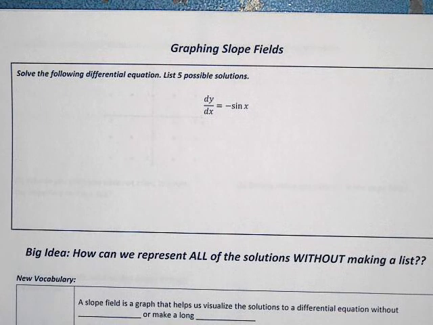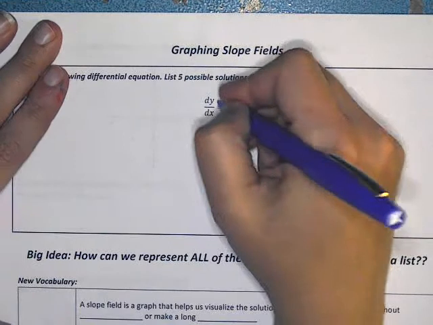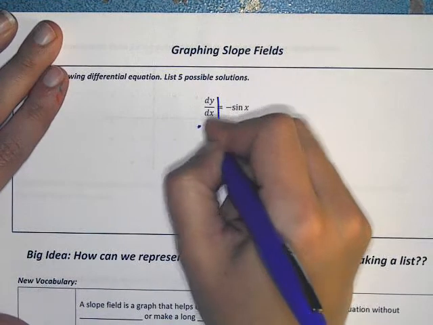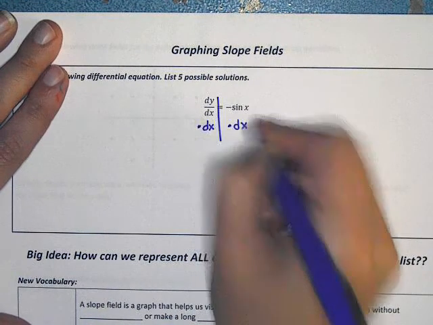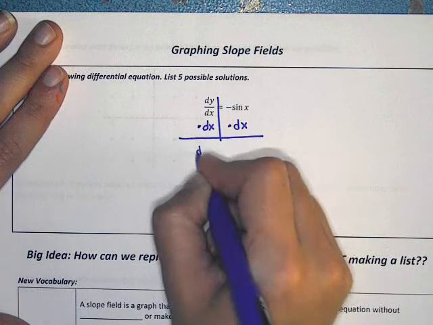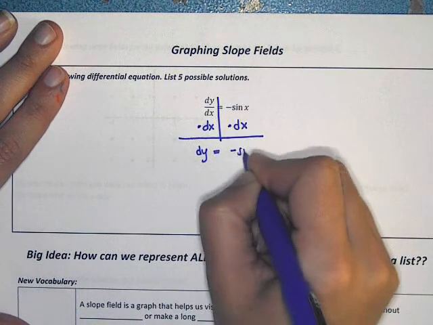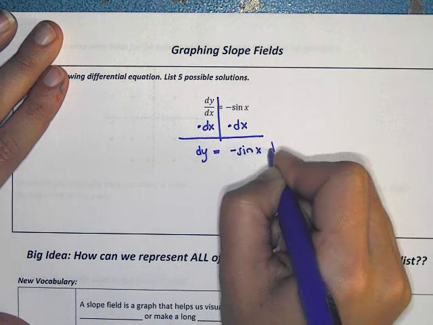So let's start with this. If I ask you to solve the following differential equation and list 5 possible solutions, here's what that would be asking you to do. The first thing is I would want to separate my dy and my dx so that all the x's are on one side and all the y's are on the other side. So I'm going to multiply by dx on both sides. I'm going to have dy equals negative sine of x dx.